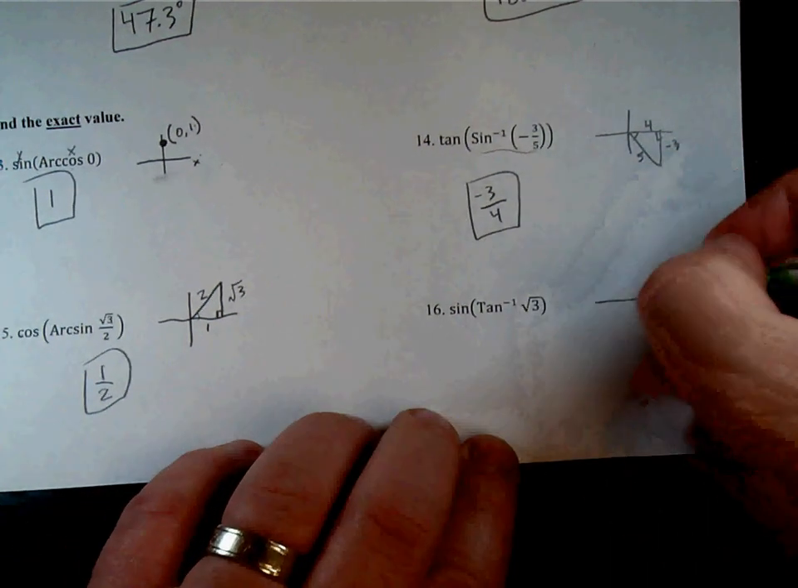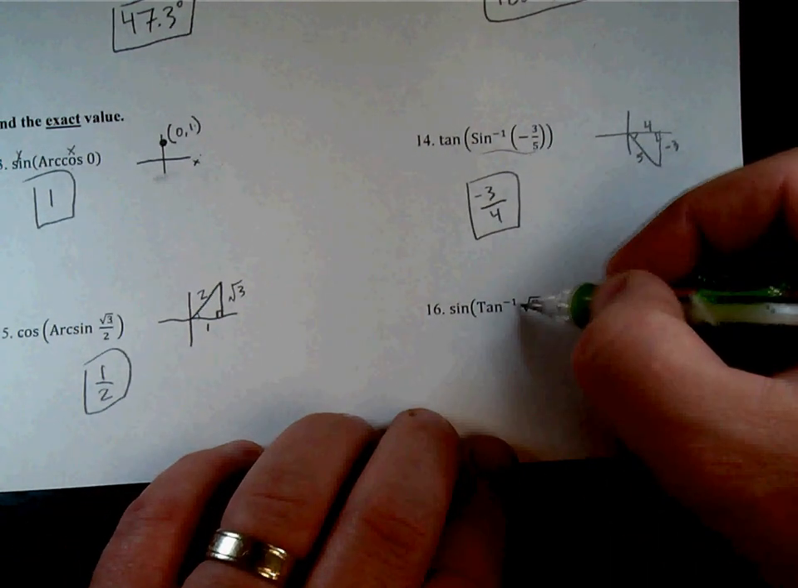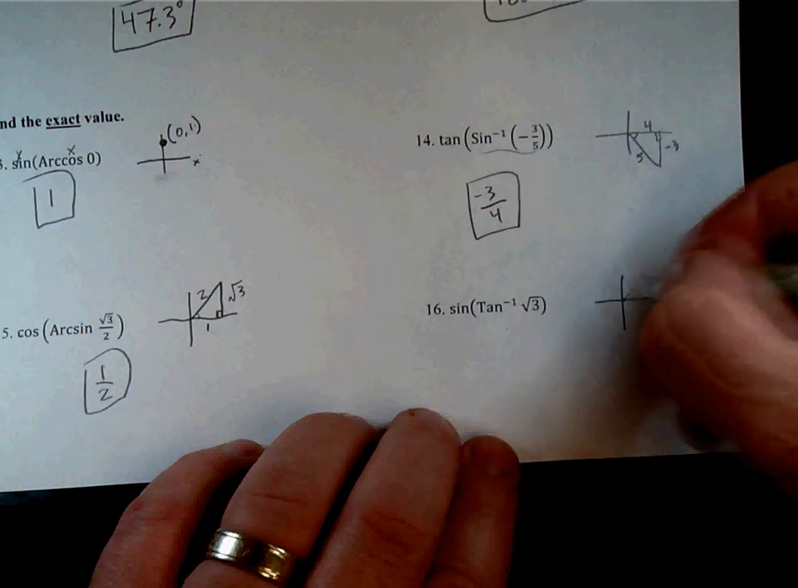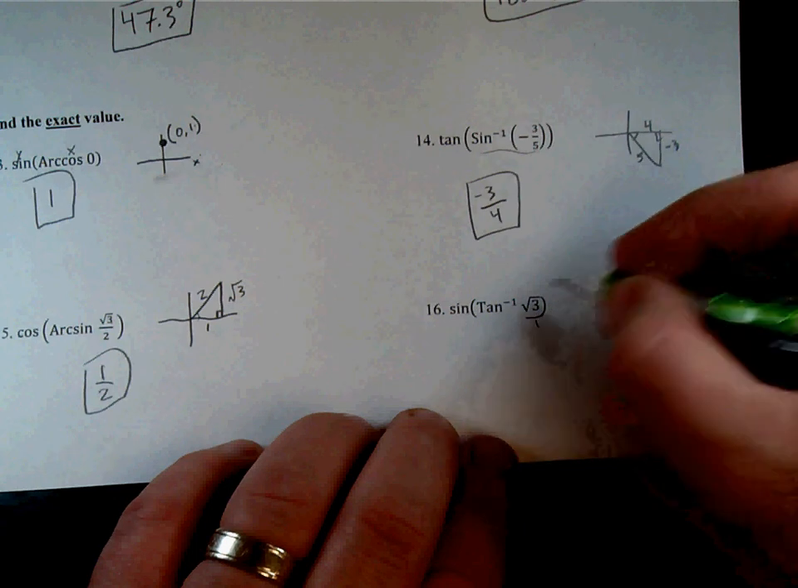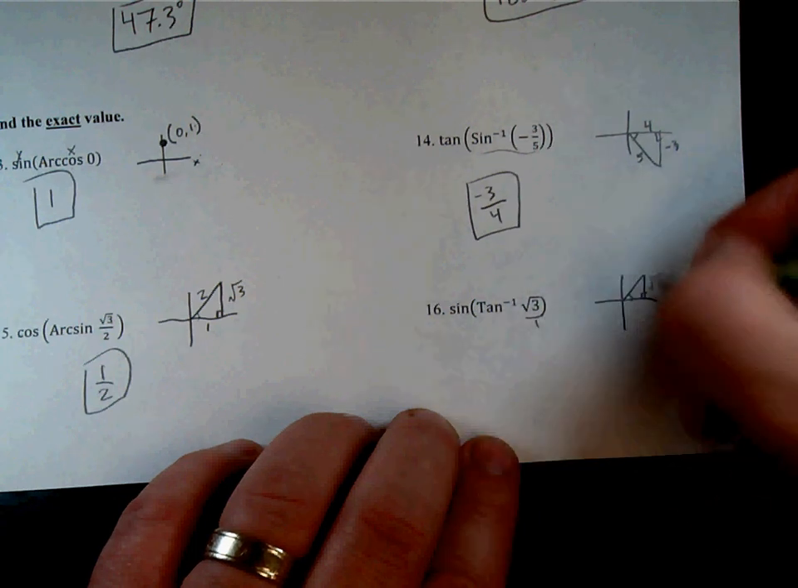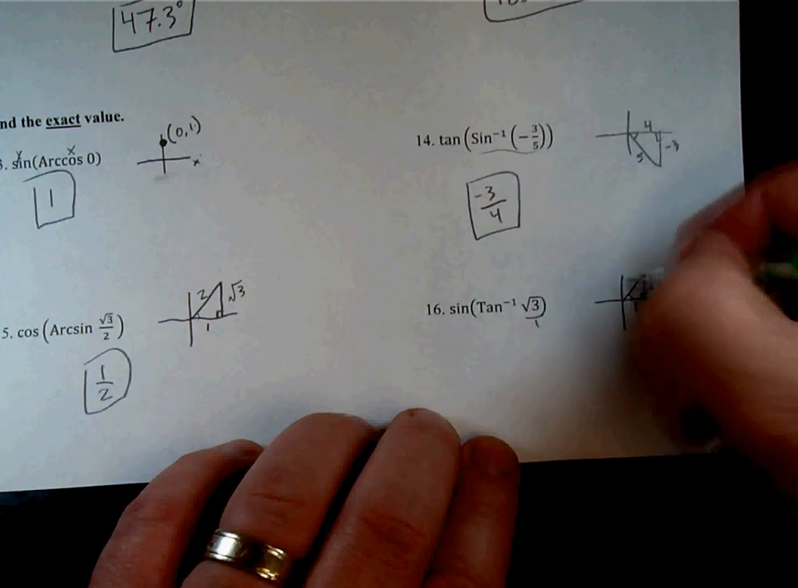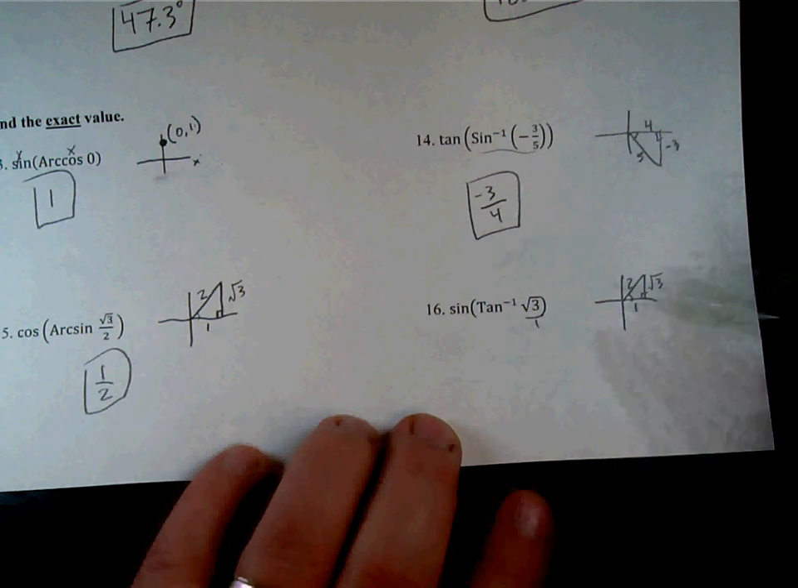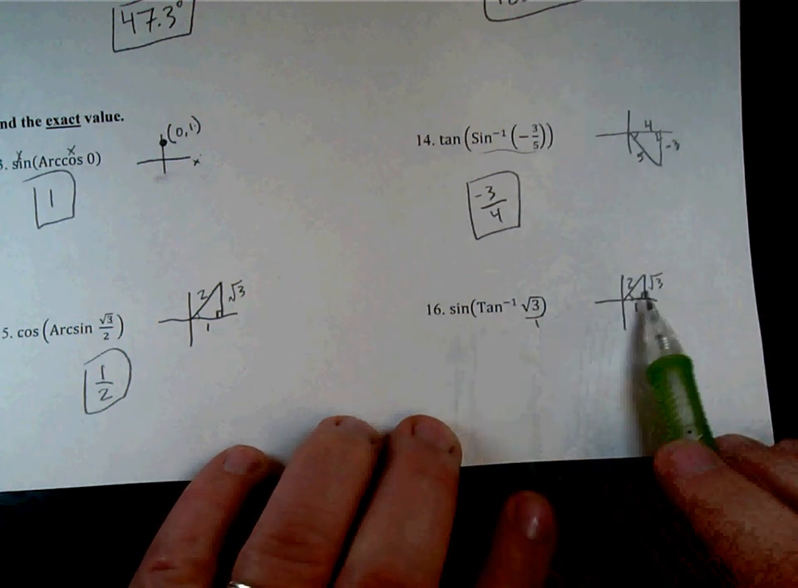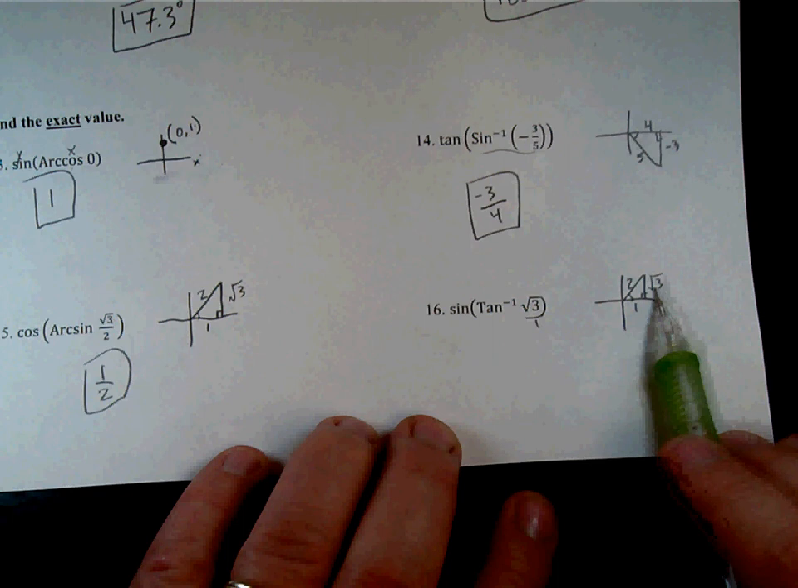Number 16. Talking about inverse tangent, it's positive, so that's going to be in the first quadrant. We've got to put it over 1, so opposite is square root of 3 over adjacent, which is 1. Hypotenuse there is 2. That's a 30, 60, 90 triangle. The sine of that, sine is opposite over hypotenuse, so that's square root of 3 over 2.